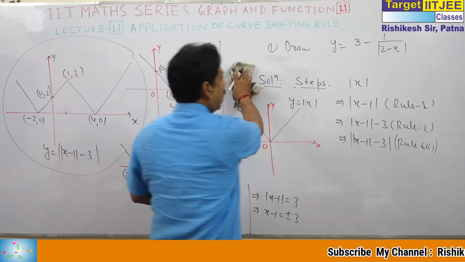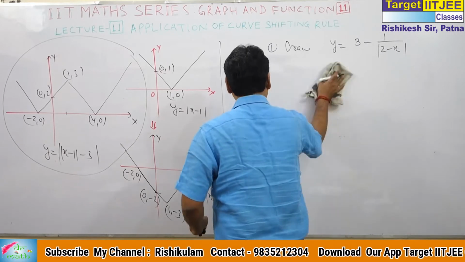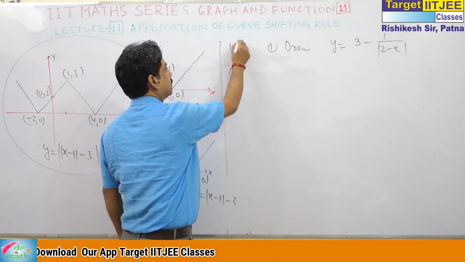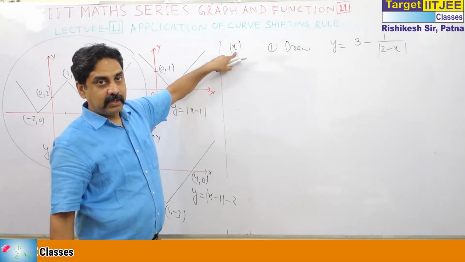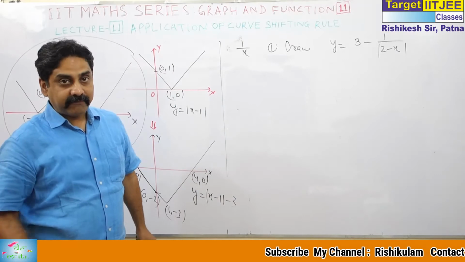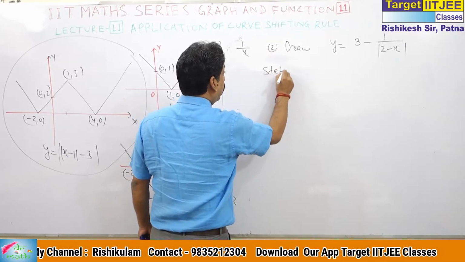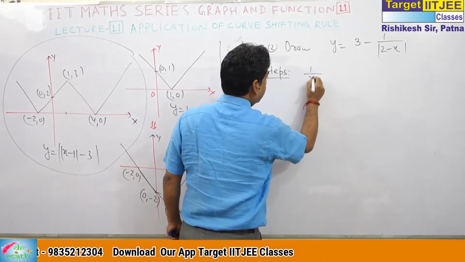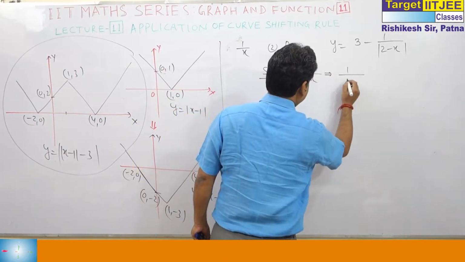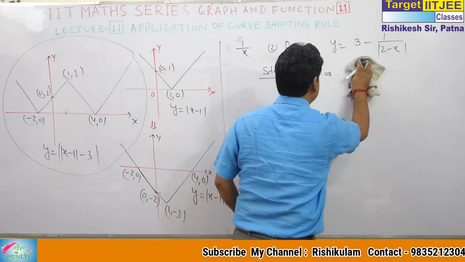Now, how do we decide its steps? That is important. Which is the base graph? Is it the graph of mod x? No. I will take the base graph as 1 by mod x. See the steps. Then I will go for 1 by modulus of x minus 2.